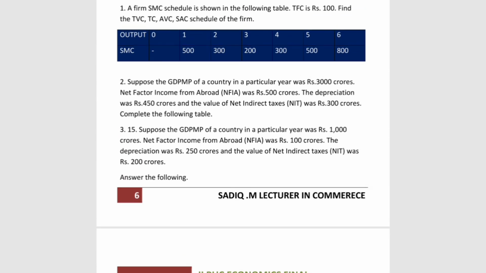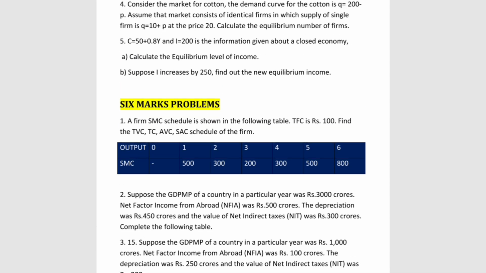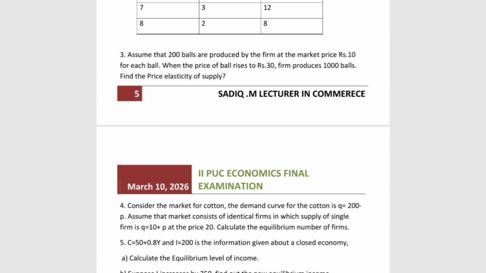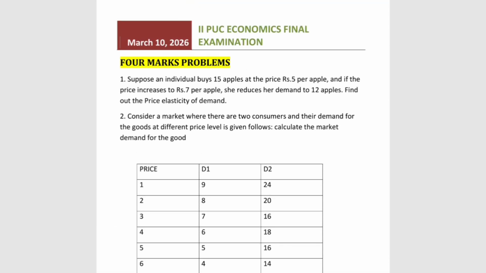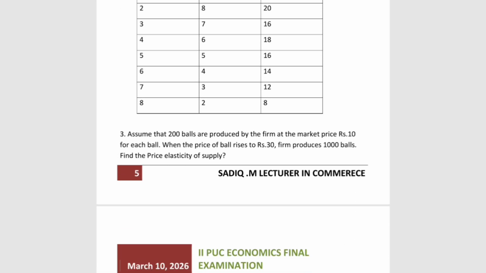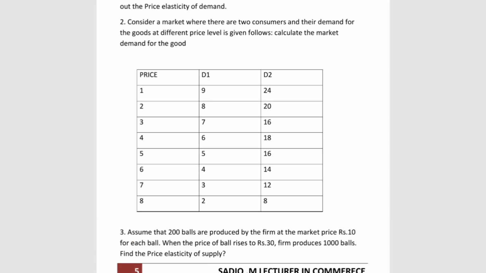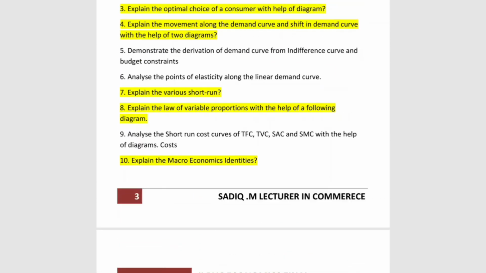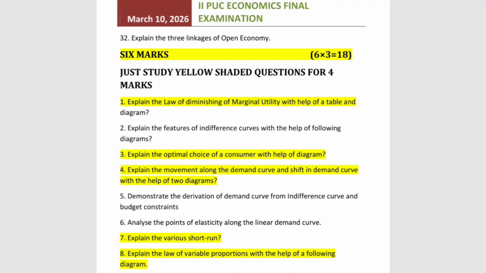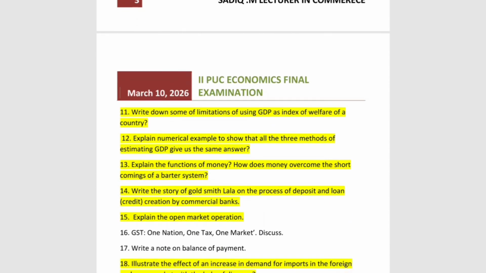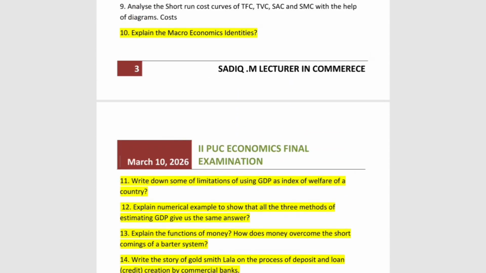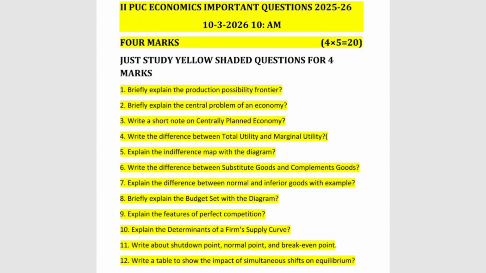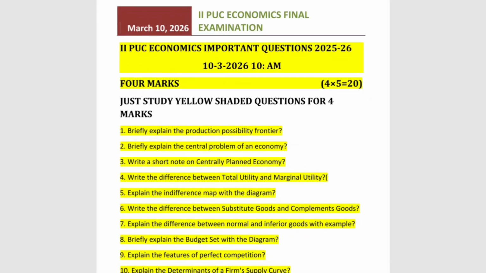If you study these 4 questions, definitely one question is going to arise for the 6 marks. For the 4 marks, if you study these 5 questions, definitely 1 or 2 questions they are going to ask from the problematic point of view. For the 6 marks theory questions, the yellow shaded questions are enough for the annual examination. For the 4 marks, you need to study the yellow shaded questions mentioned in this video.